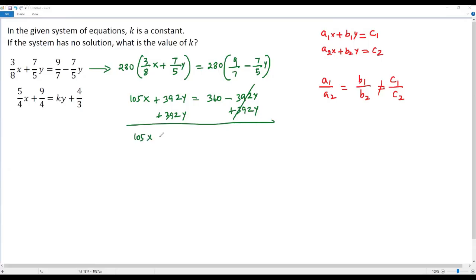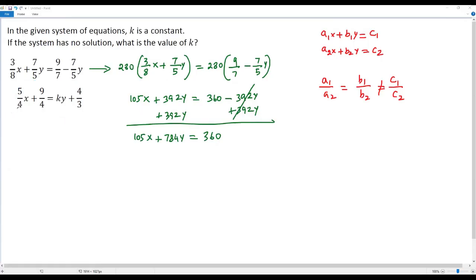One of 5x. When I combine 392y and 392y, I am getting 784y. On the right side, we have 360. We have the x term and y term on the left side and the constant on the right side. I got the first equation in standard form. Okay, now let's do the same thing for the second equation.